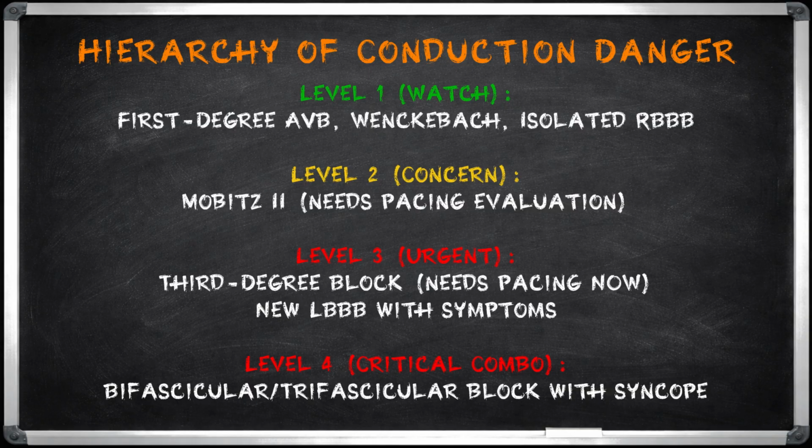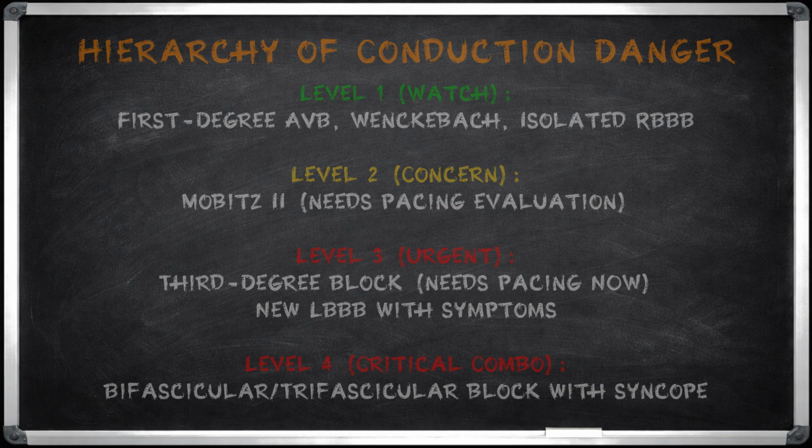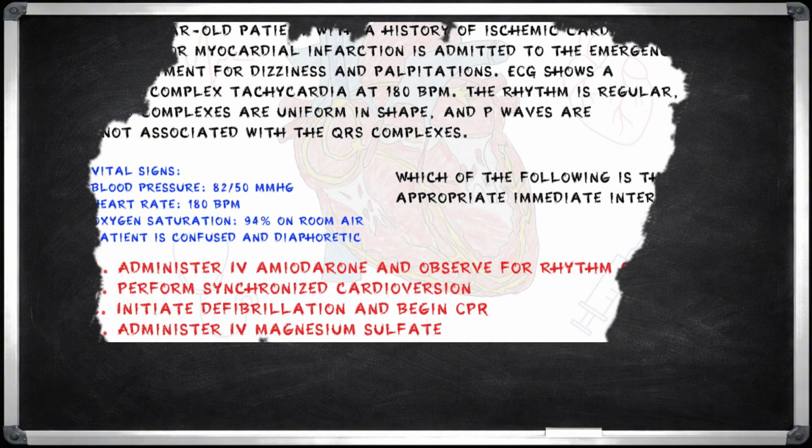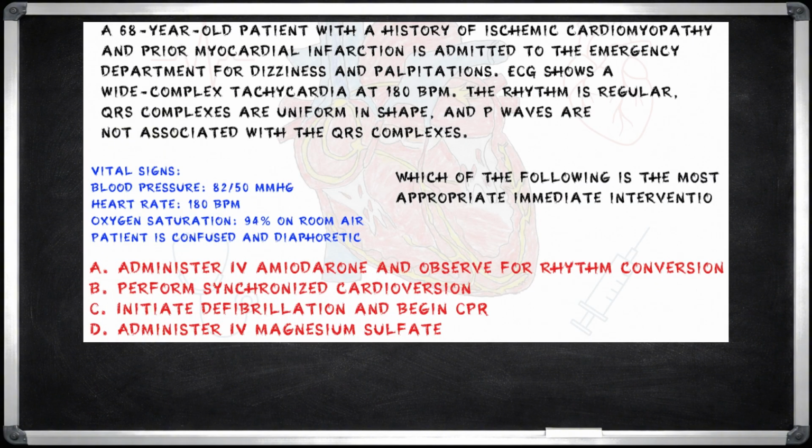Alright, now it's time to discuss challenging questions from the previous video. A 60-year-old patient with a history of ischemic cardiomyopathy and prior myocardial infarction is admitted to the emergency department for dizziness and palpitations. ECG shows a wide complex tachycardia at 180 beats per minute. The rhythm is regular, QRS complexes are uniform in shape, and P waves are not associated with QRS complexes. And the question is, which of the following is the most appropriate immediate intervention?